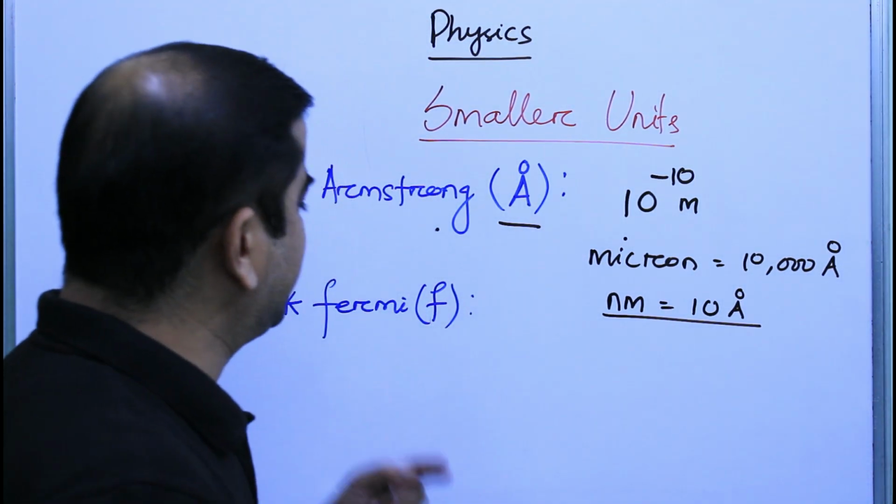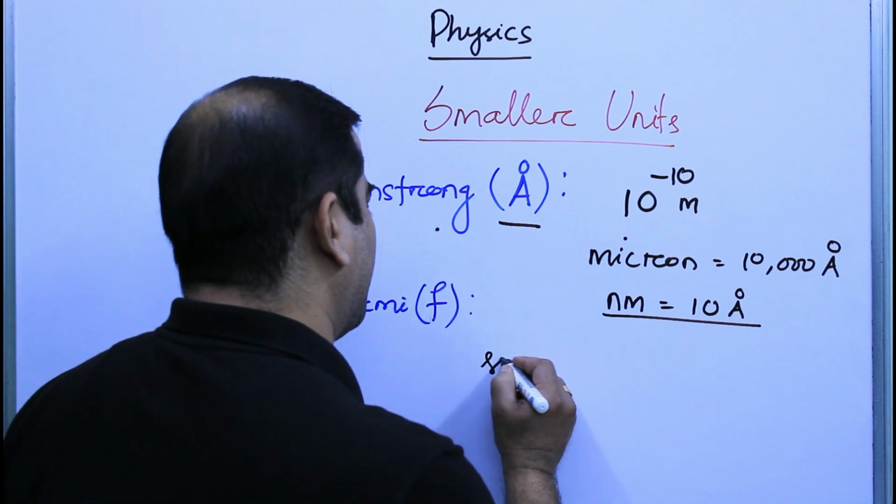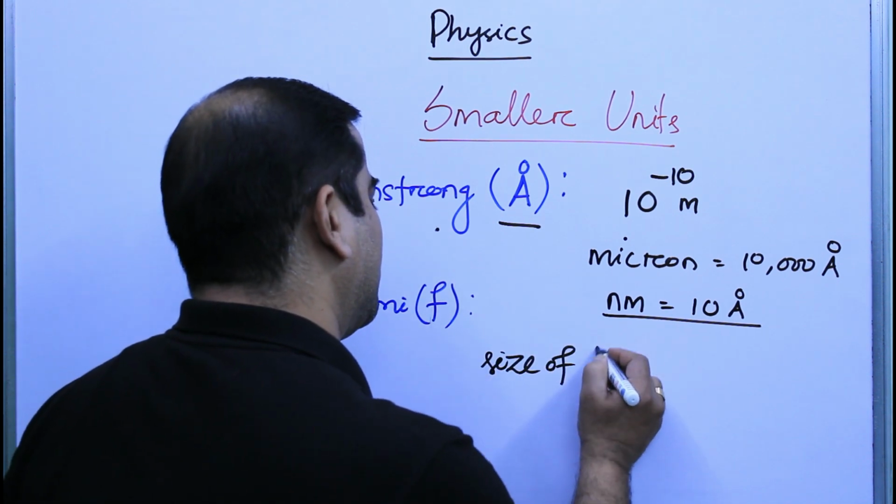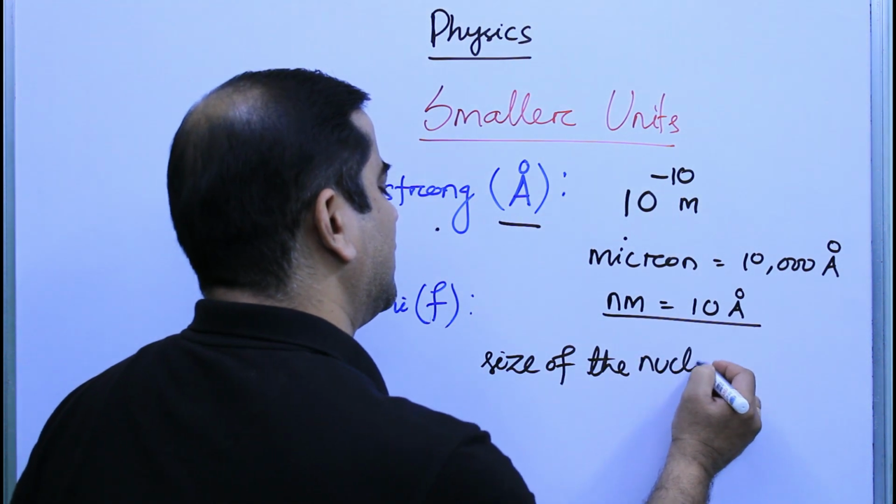And Fermi is used to represent the size of the nucleus.